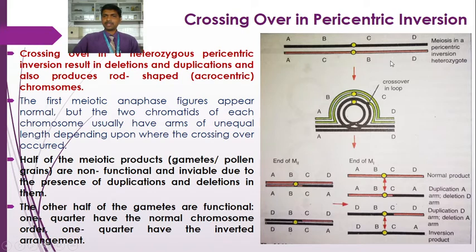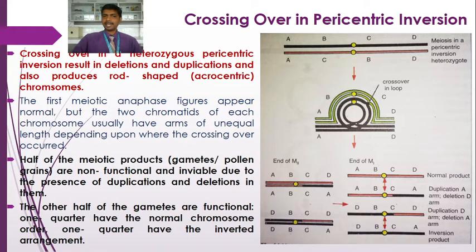Then this middle portion is inserted into the chromosome in reverse order, so that the gene order has been changed to A, C, B, D. When such chromosomes are paired during meiotic prophase, an inversion loop is formed, and that has been detected cytologically. So when crossing over takes place between the normal chromosome and the inversion heterozygote chromosome, it produces a deletion, a duplication, and it also produces an acrocentric chromosome.